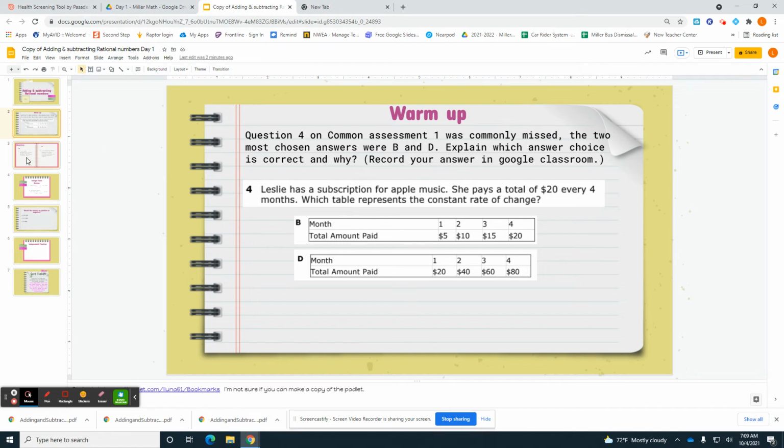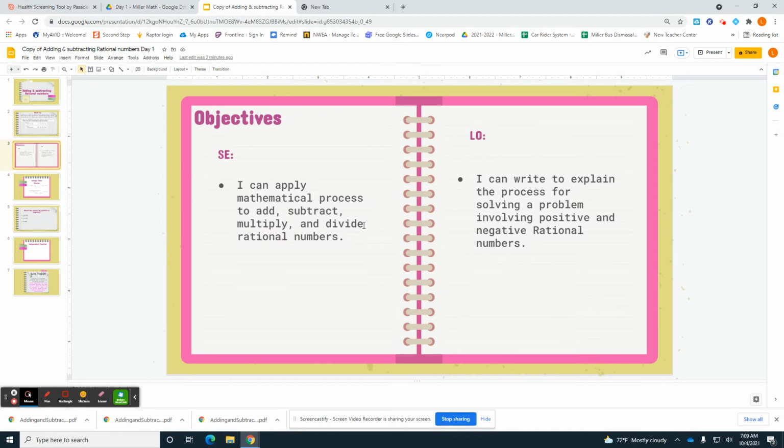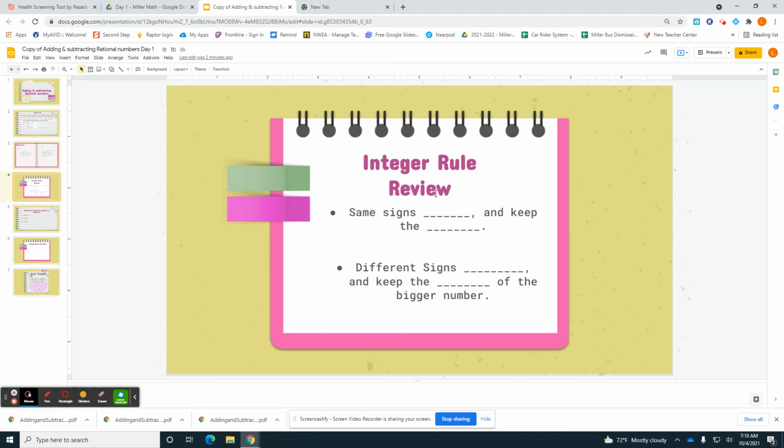Just like last week, our SE this week is: I can apply mathematical process to add, subtract, multiply, and divide rational numbers. But of course, we're focusing on adding and subtracting this week. So a quick review of integer rules.